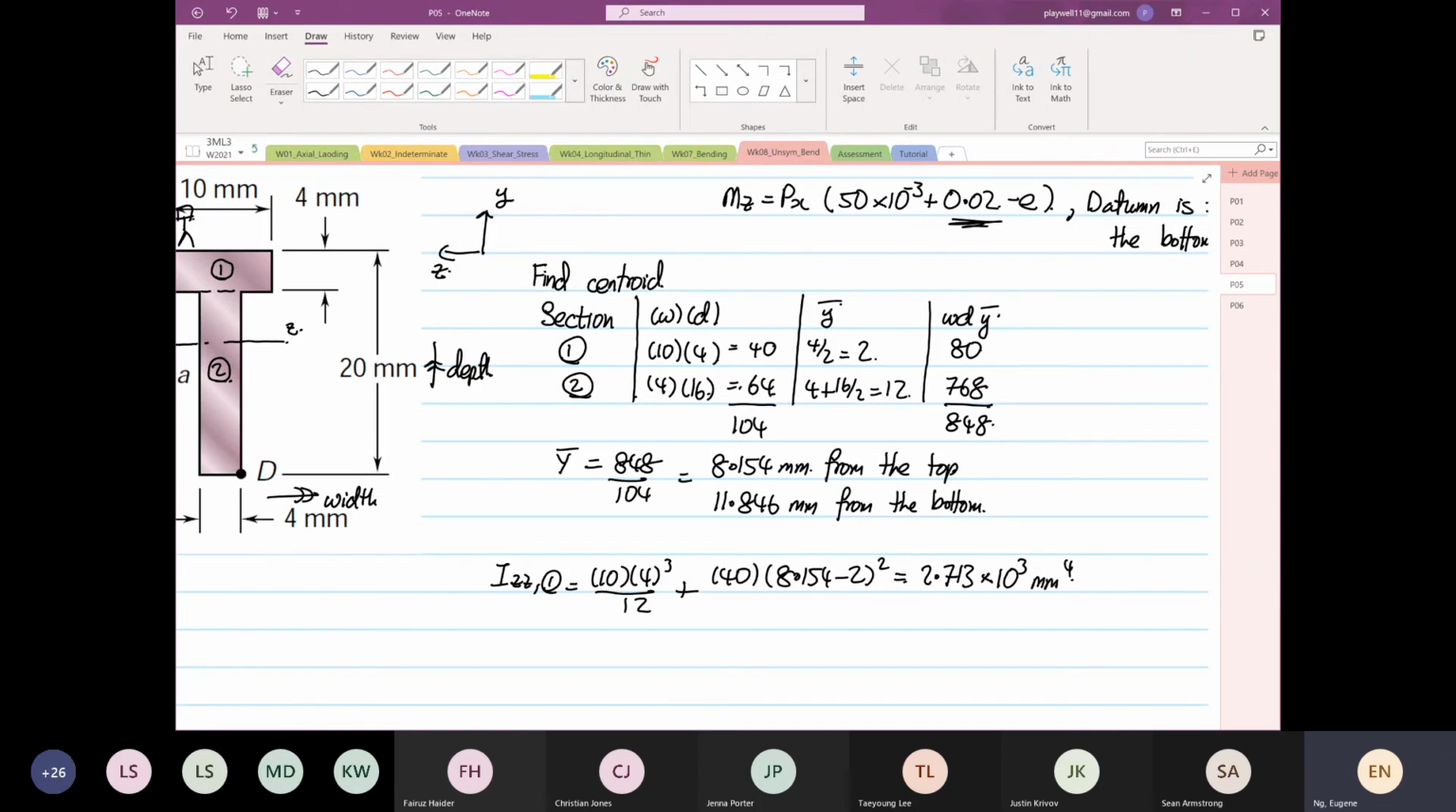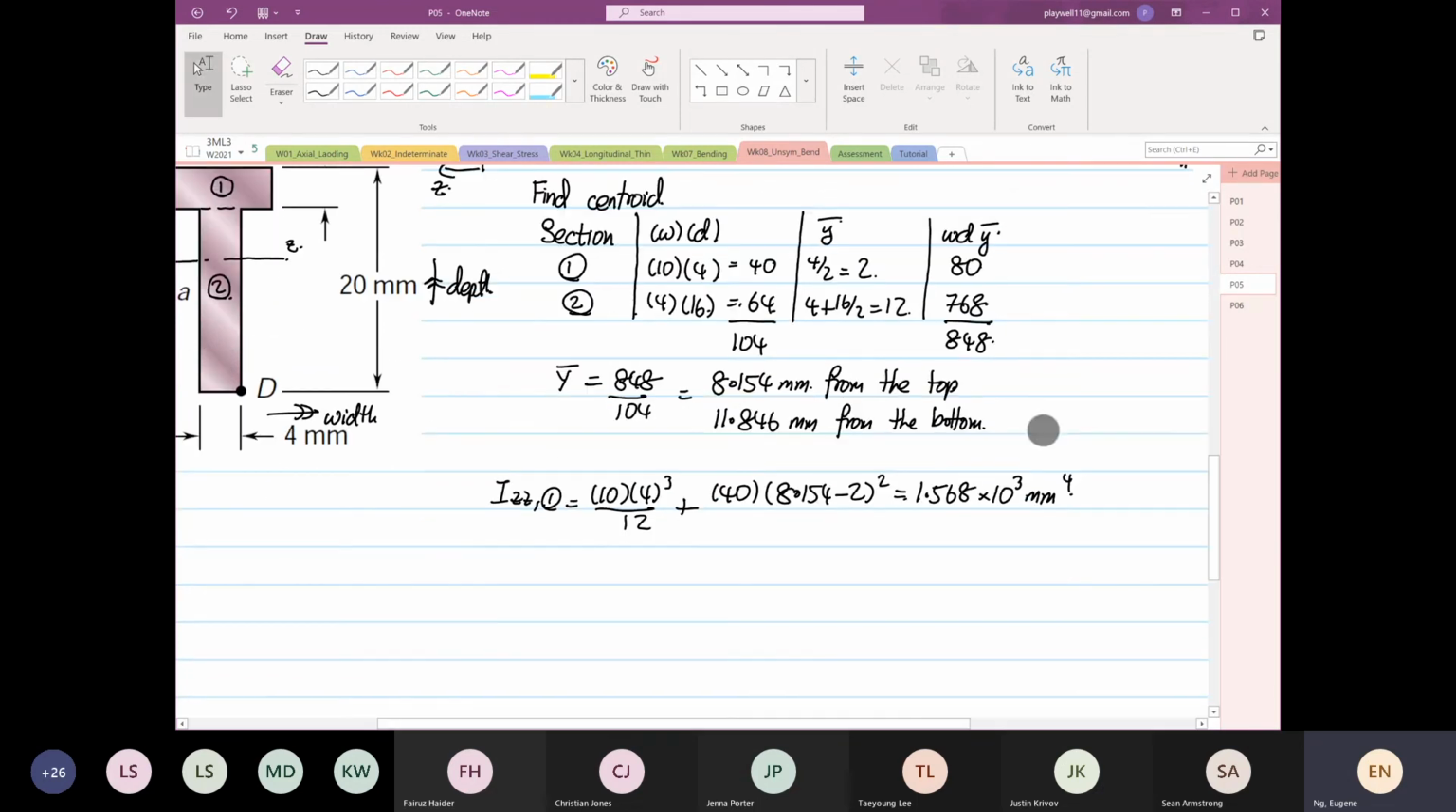I get a different answer. 10 times 4 to the power 3 divided by 12, plus 40 times (8.154 minus 2) squared. I get 1.568 times 10 to the power 3 millimeter to the power 4. Let me do it again to check. Yes, 1.568.